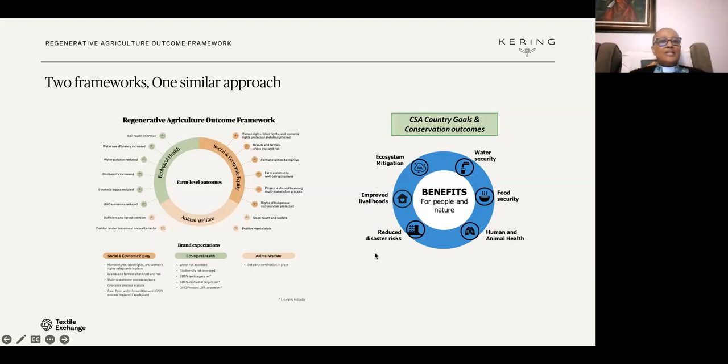But I'm really excited about this regenerative agriculture outcome framework. It aligns very closely with ours, and it's making us take an even closer look at our indicators to see how well they are aligned. But I think that it is a really good framework and that people are going to find it very useful. Thank you.